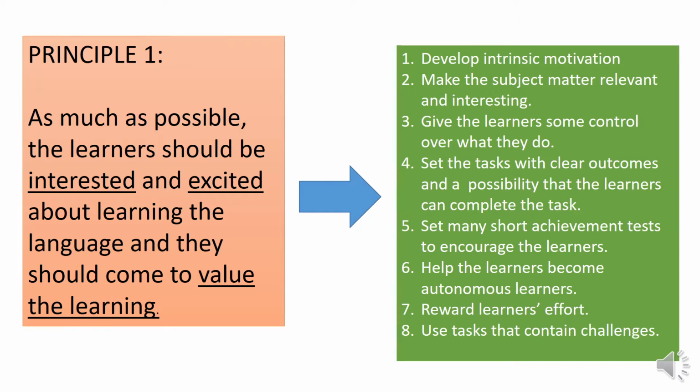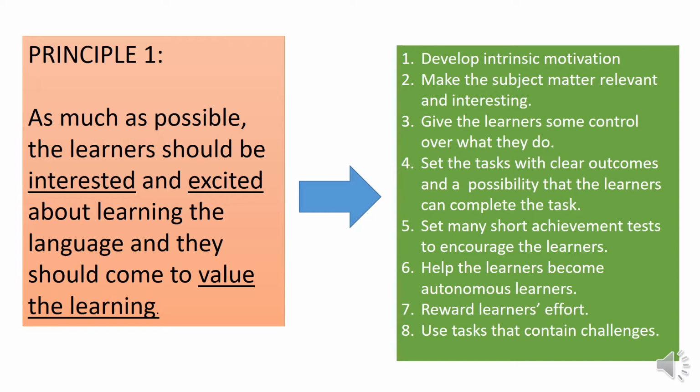Number three, you as a teacher, give the learner some control over what they do. For examples, in the first meeting, you can have discussion with your students, what kind of materials they prefer to learn, okay, rather than you yourself determine the materials. You can ask your students what sort of materials they want to use in the teaching and learning process.